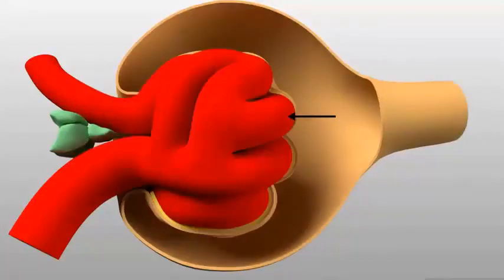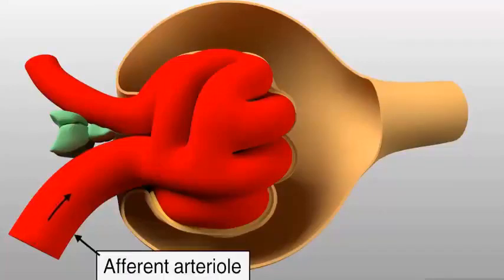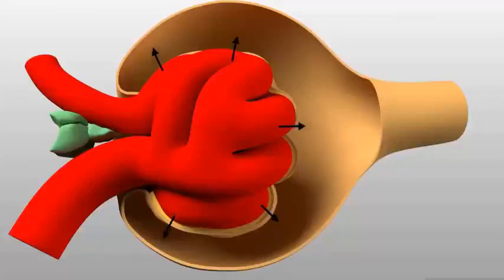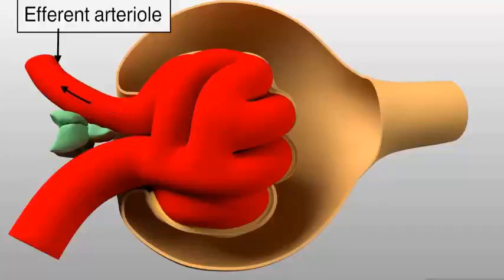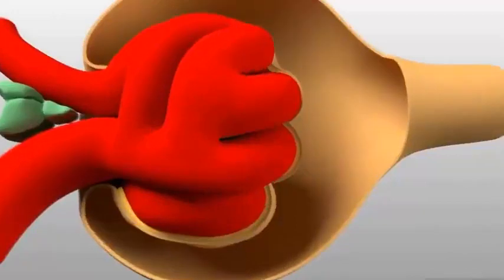Next is the glomerulus. It is a network of branching and anastomosing capillaries. Blood comes in it via afferent arteriole, then it is filtered here. The filtrate then enters into the Bowman's capsule and moves ahead in tubule for further processing. Remaining blood leaves the glomerulus via efferent arteriole. Now let's have a closer look at the capillary wall.